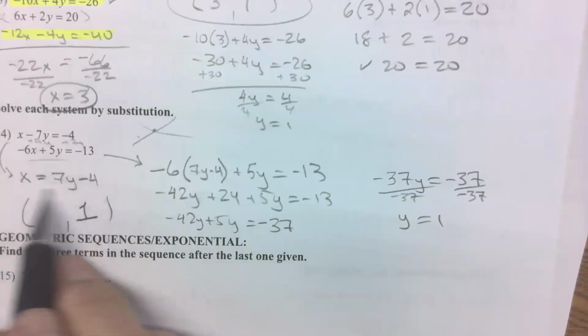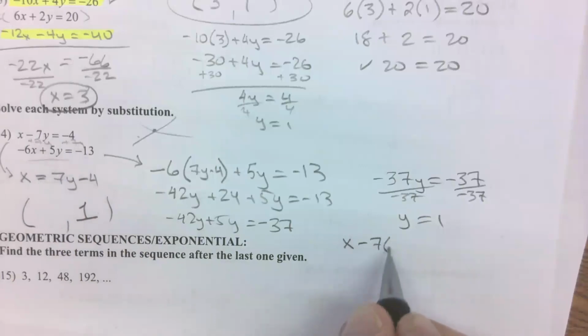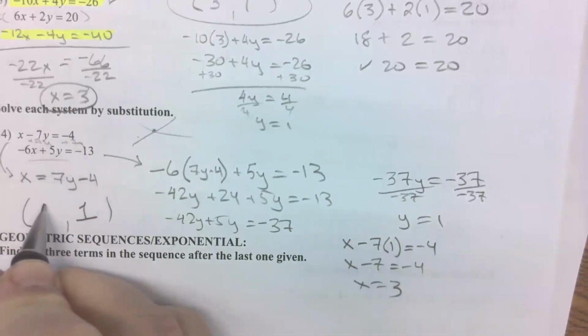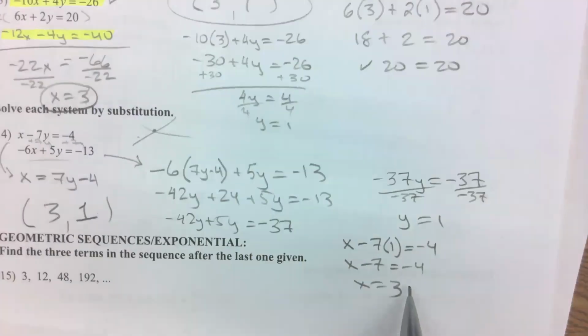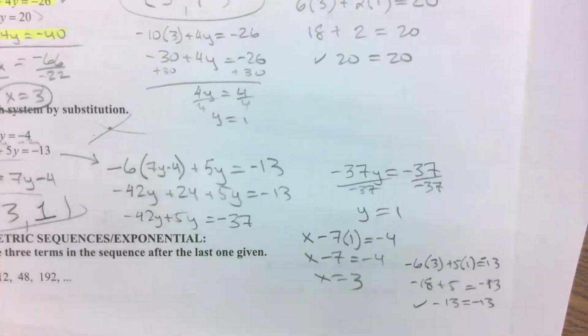It's better to not plug it into one you adapted. It's better to plug it into one of the originals. So I'm going to plug it into my original here. x minus 7 equals negative 4. Add 7, x equals 3. Wow, it's the same as that one. Okay. And let's just double check it. I'll plug it in here. Negative 6 times 3 plus 5 times 1 is supposed to equal negative 13. This is negative 18 plus 5 is supposed to equal negative 13. And it does. Negative 13 equals negative 13. Check. So this is my coordinate, 3, 1.